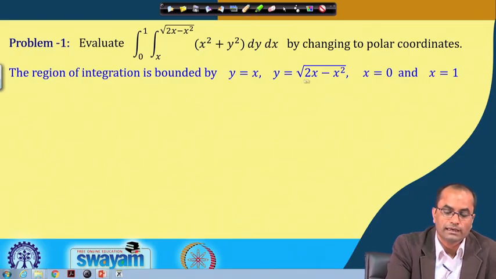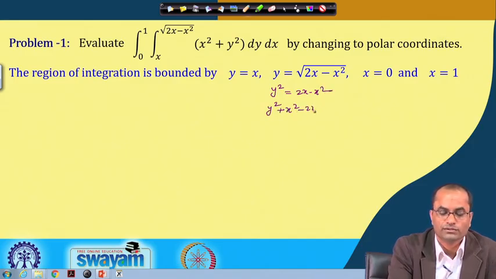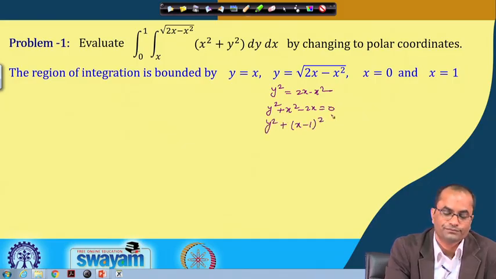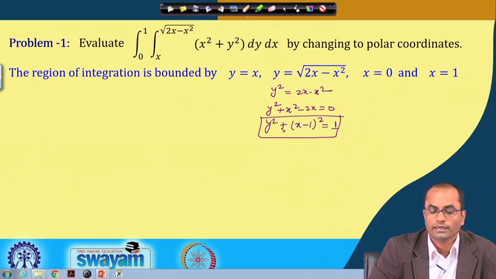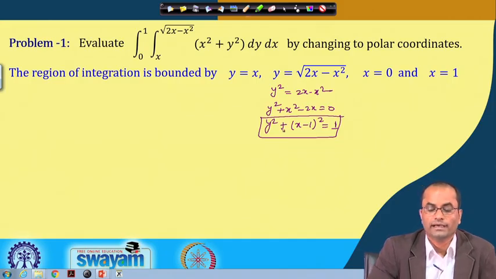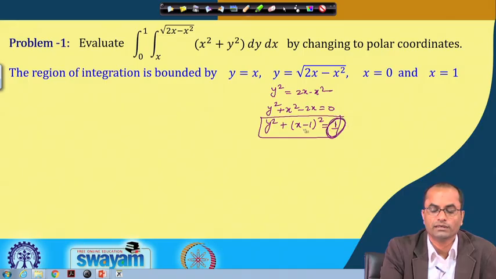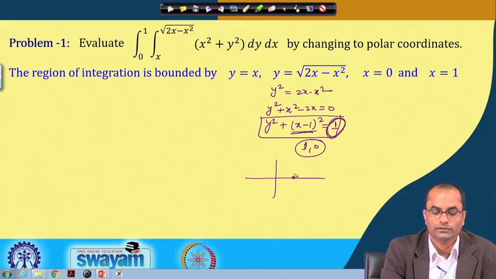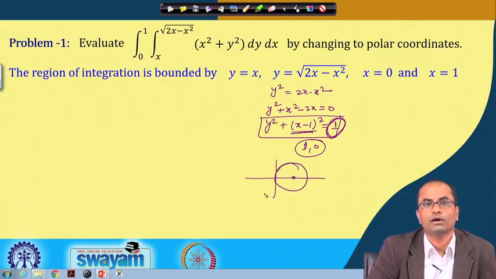And what is exactly this one? This is y square is equal to 2x minus x square. So, this is y square plus x square minus 2x is equal to 0. So, we have y square plus x minus 1 whole square, because we get minus 2x, we get x square, and we will get 1, which will be compensated by the 1 there. So, this is y square plus x minus 1 whole square is equal to 1. So, a circle of radius 1 and center at (1, 0). It is a shifted center at (1, 0) and the radius is 1.